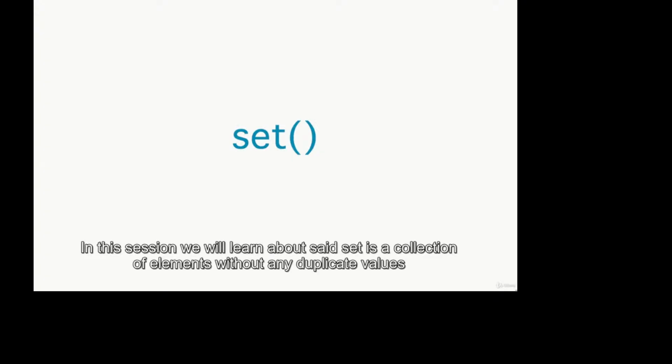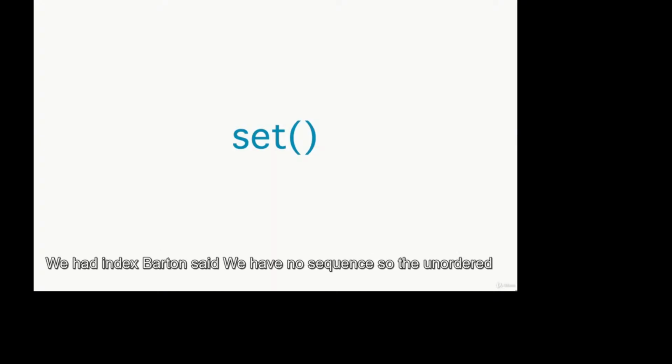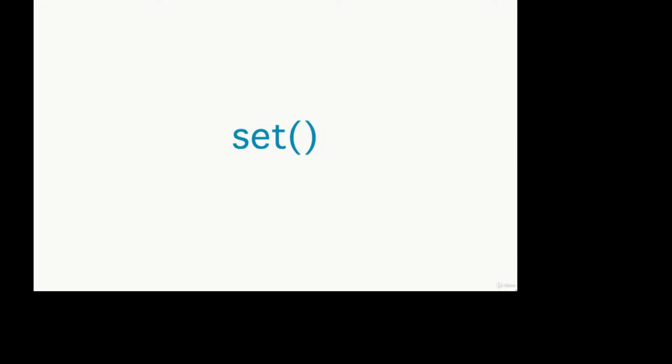In this session, we will learn about set. Set is a collection of elements without any duplicate values. And sets are unordered. That is, there is no sequence. As it was in lists, we had an index, but in sets, we have no sequence. So they are unordered.